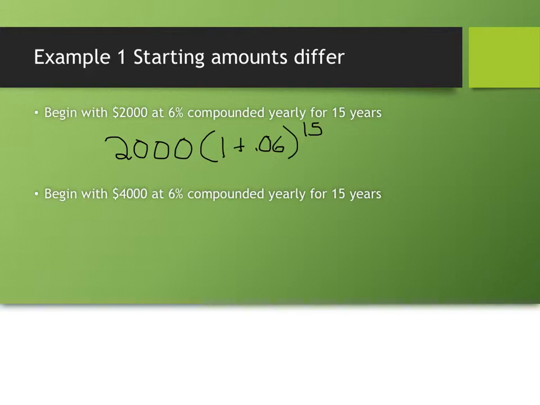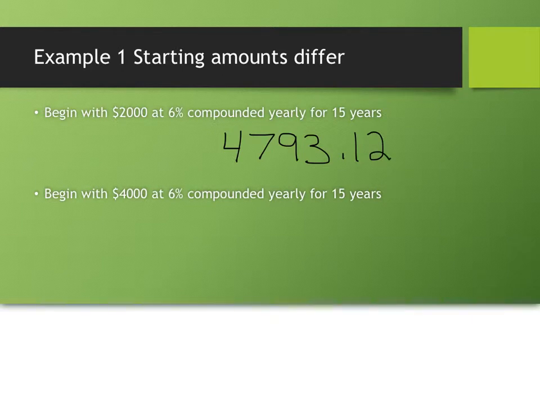If we change the starting amount to 4,000 instead of 2,000, then I have 4,000 times 1 plus 0.06 to the 15th power. And you can calculate both of these. Once you calculate these, you'll see that the first one, if you started at 2,000, gives you a total of $4,793 and 12 cents. With 4,000, you get $9,586.23.